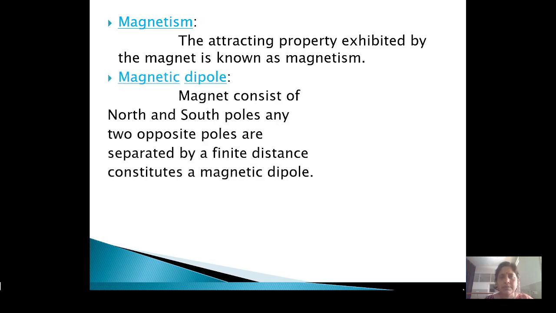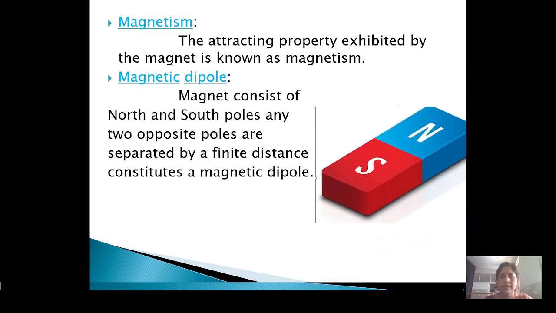Magnetic dipoles. A magnet consists of north and south poles. Any two opposite poles separated by a finite distance constitute a magnetic dipole.